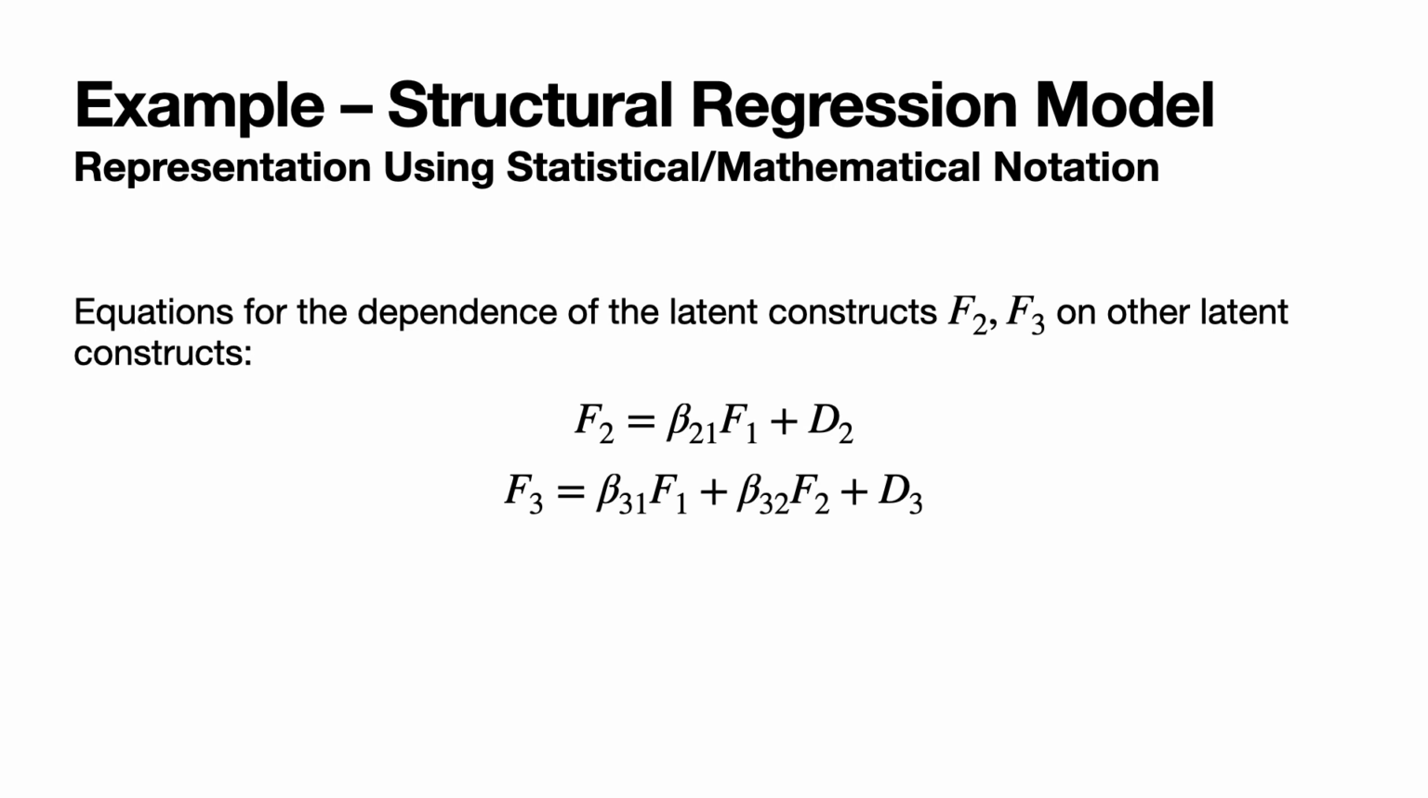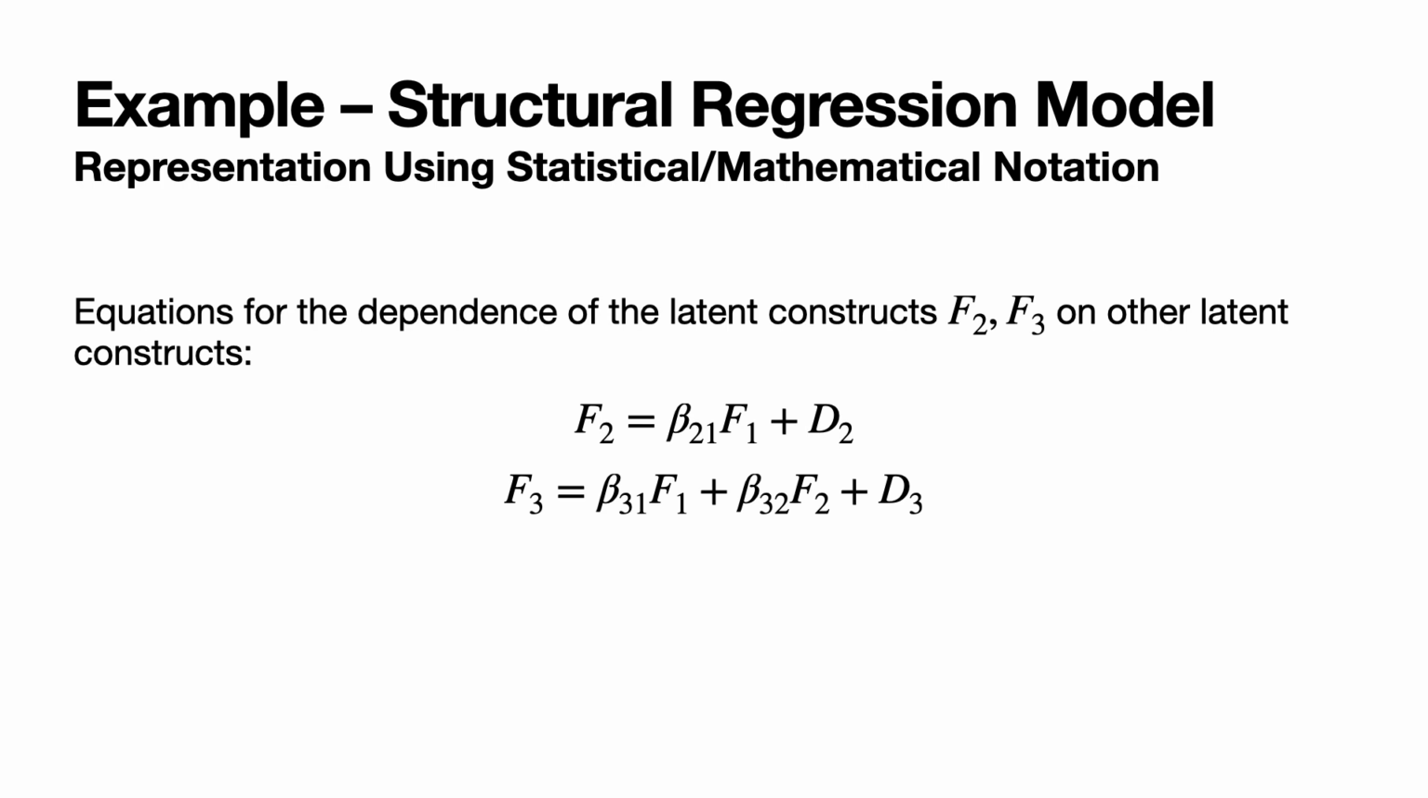In addition, we have equations for the dependence of the latent constructs F2 and F3 on other latent constructs. And so F2, which is the figural relations ability during the junior year, is presumed to depend on F1, the induction ability during the junior year, via the equation F2 equals beta sub 2(1) times F1 plus D2, and in this case D2 is the error term associated with that model.